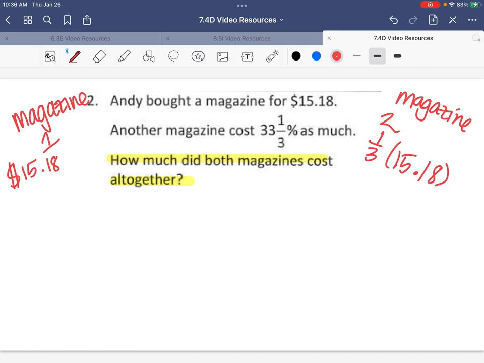So I already know the price of magazine 1. Now I need to know the price of magazine 2. So I want to know what 1/3 of $15.18 is, which means I'm just going to divide that by 3. So $15.18 divided by 3.